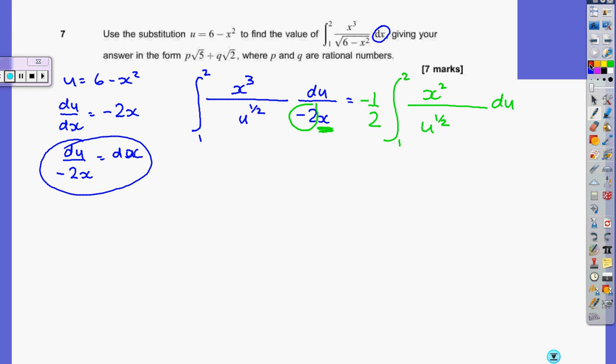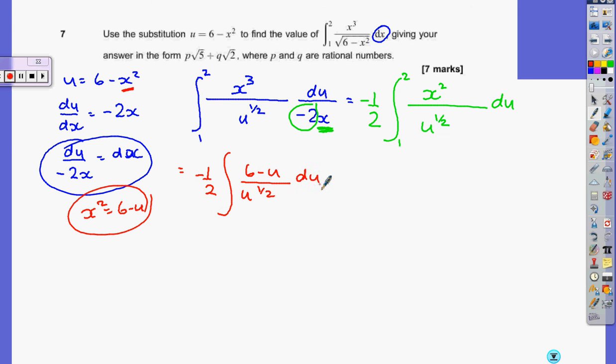Okay, because here is an x squared, so I'm going to write this as x squared equals 6 minus u and substitute that in now. So 6 minus u over u to the half du. Oh, that's pretty good. Now, two options here. This is the one that some of you favour more often than not. So I've got 6 minus u, although you don't necessarily put the brackets around, which irritates me because then you don't multiply it outright. And bring the u to the half up to make it u to the minus a half du. Multiply this out.